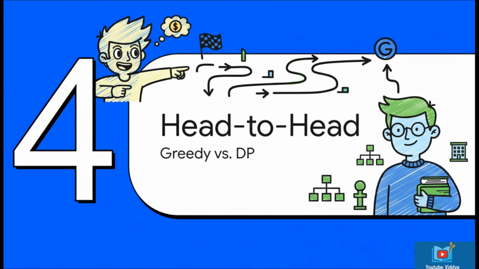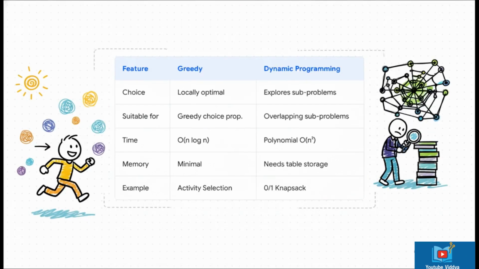So, there we have it. Our impulsive optimist and our meticulous planner. Let's put them side by side and really see how they stack up against each other. This slide right here, this is your ultimate cheat sheet. Just look at the key differences. The greedy approach makes one local choice and never, ever looks back. DP, on the other hand, explores all the options for a subproblem before deciding.